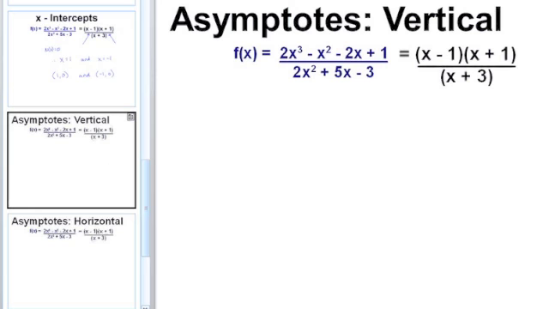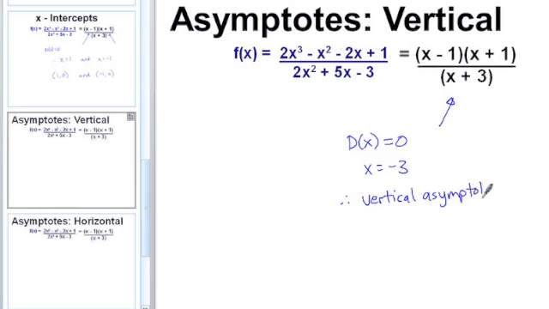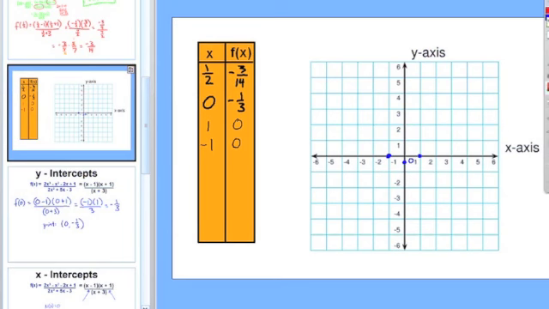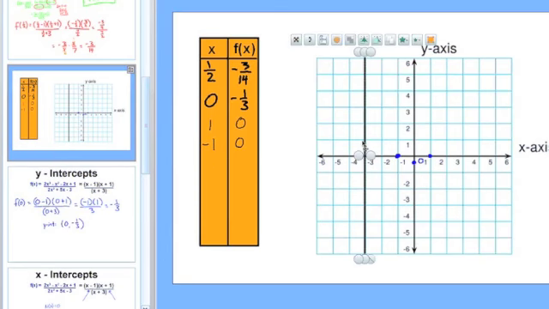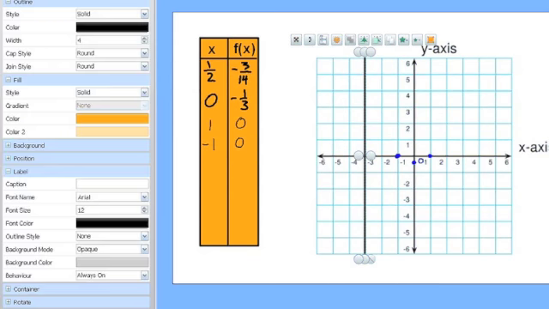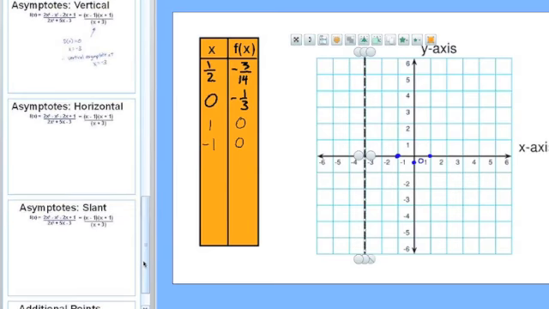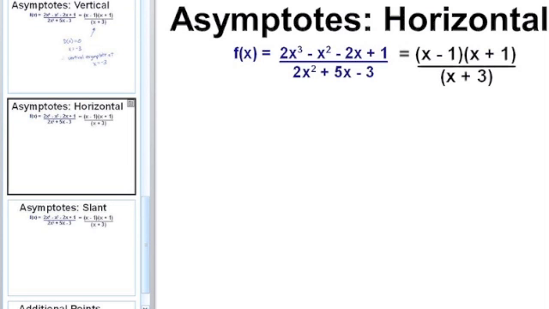Okay, what's next on our list? Vertical asymptotes. Another easy one, because once it's factored, you can already see where the vertical asymptote is: x equals -3. Great, let's draw that on and use your ruler to make a nice straight line. The thing about this line is it's not part of the function, it's an asymptote. So I'm going to change it from a solid line into a dashed line. That indicates it's not actually the function, it's just something the function gets close to. Okay, so that's vertical asymptotes.